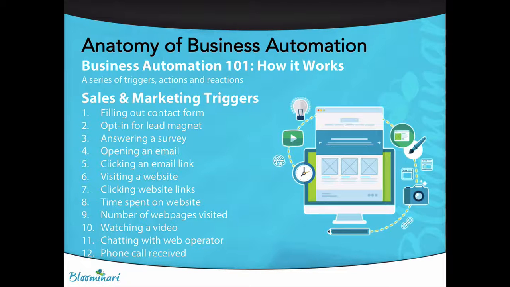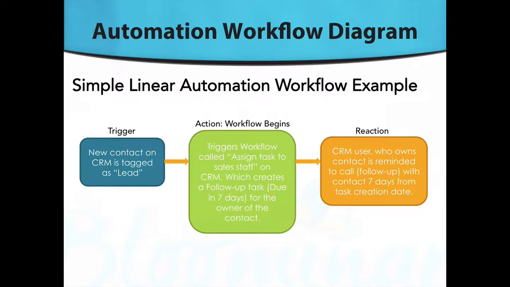All right, and now let's visually explain to you the actual automation. So once a trigger happens, we can have these 2 types of automation workflows. This one is the first one I spoke to you about, the simple linear. In this case, there's only 2 actions. There's the trigger, then there's the action, and then the reaction. The trigger in this case is a new contact on the CRM is tagged as lead. And that was the example I was talking about before.